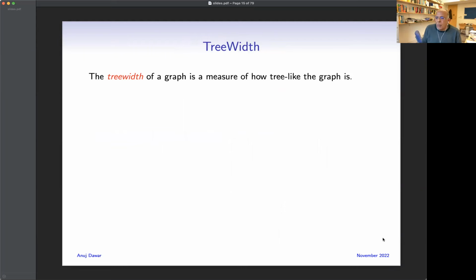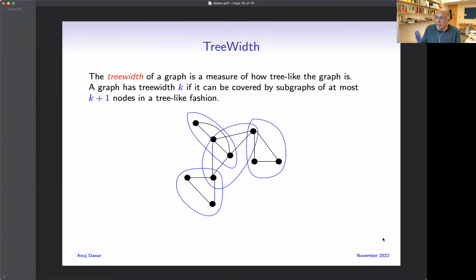Now, one classic, interesting class of graphs you get is by restricting the tree width of a graph. The tree width is a combinatorial measure on a graph, which expresses how tree-like the graph is. Formally speaking, well, this is still a fairly informal definition by picture. A graph has tree width k if you can cover it by subgraphs of at most k plus 1 nodes in a tree-like fashion. So in this picture, we have a graph on, what is it? 4, 5, 7, and 2, 9 nodes.